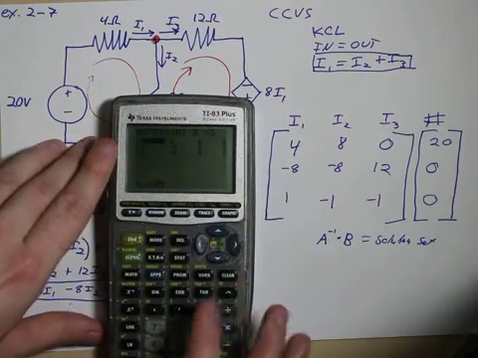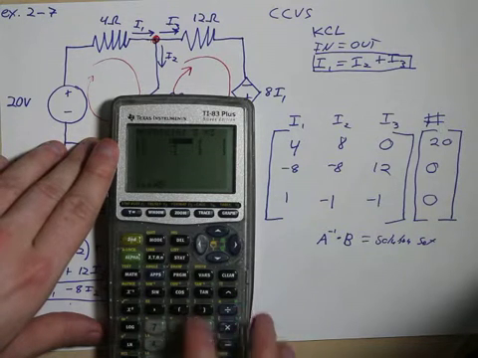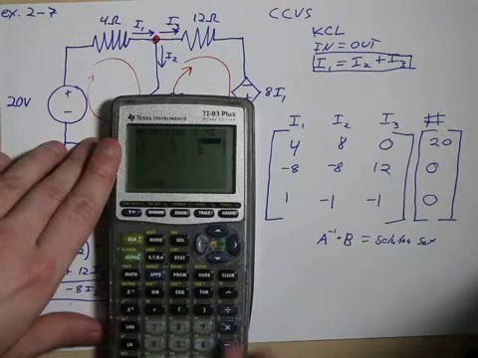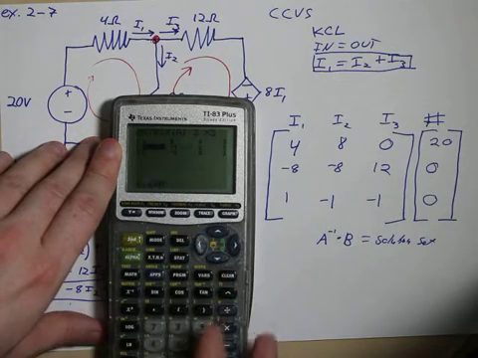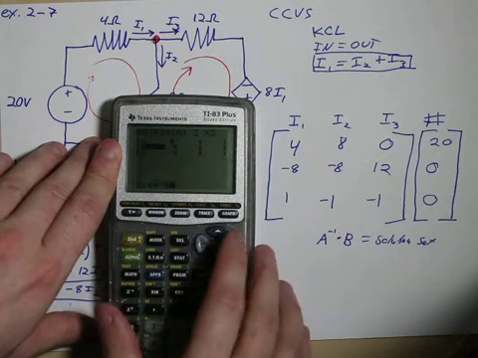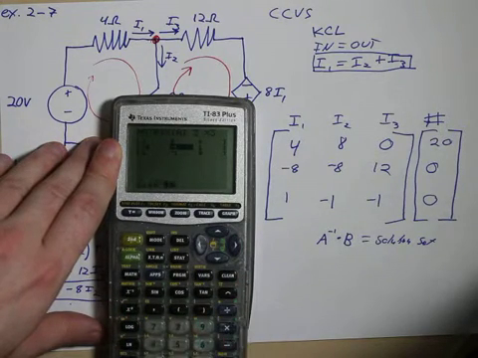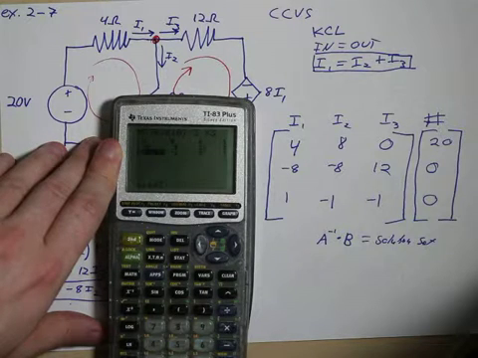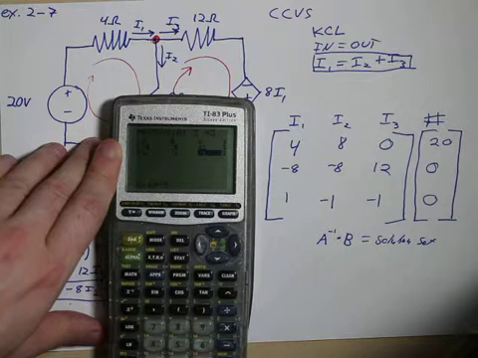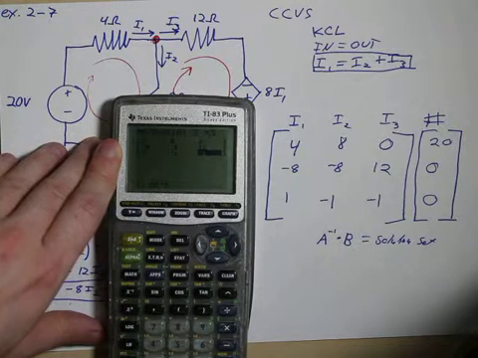What do we have for this? We have 4. We have 8. That was not an 8. There we go. 4, 8, 0. We're going to go down here to minus 8. Minus 8. 12. That came out as 10. I'm typing wrong. 12. And then we got 1, minus 1, minus 1. Let's just double check that. 4, minus 8, 1. 8, minus 8, 1. 0, 12, minus 1. So that looks good.